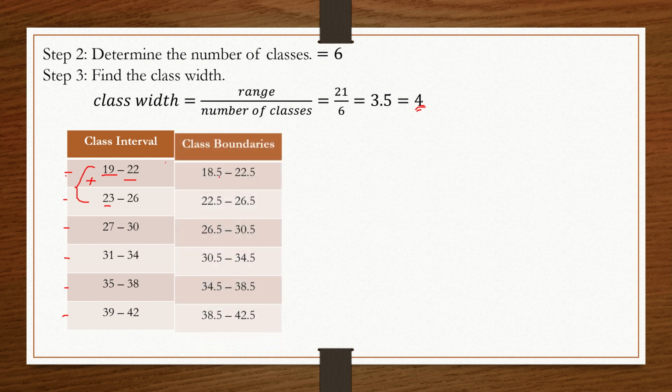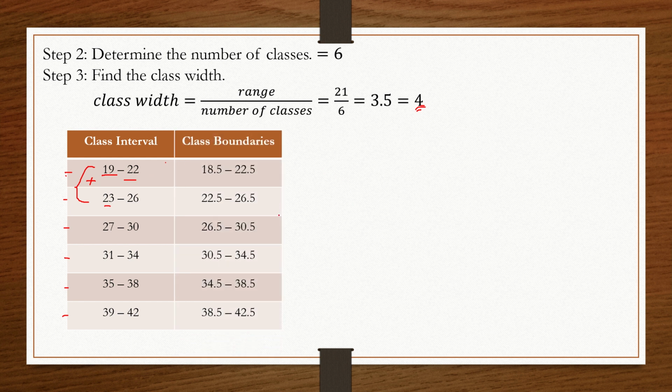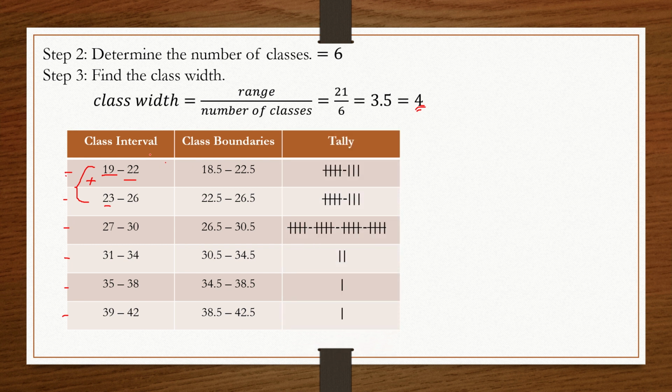So, ganito. Ayan na po yung class boundaries natin. Okay? Subtract ng 0.5 sa lower limit. Mag-add ng 0.5 sa upper limit. Next is tally. So, let's imagine na nakapag-tally na po tayo. Ito na yung natally natin. Okay?